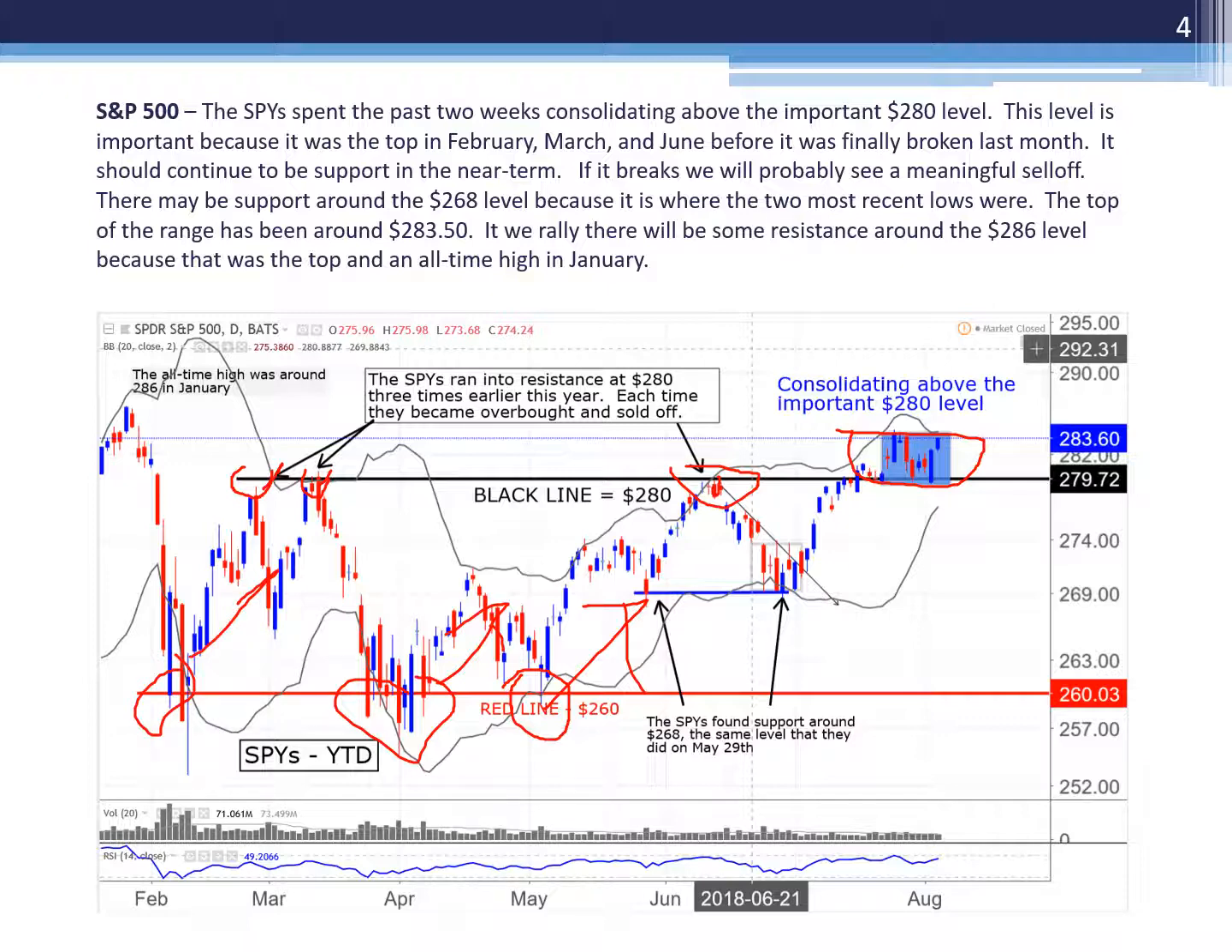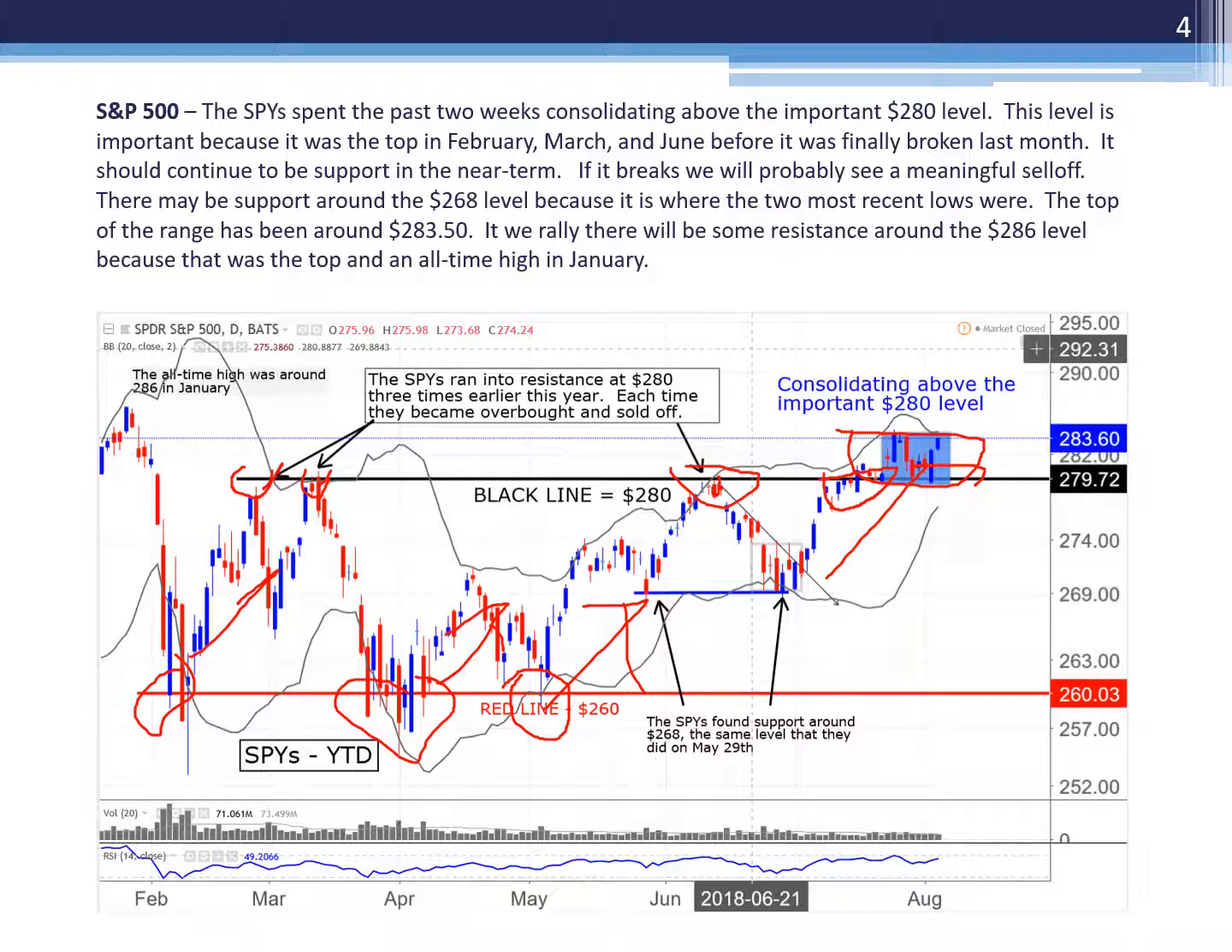Now, recently, the SPYs got up to the 280 level again, and they were not oversold. They spent about 2 weeks consolidating, and they ended up getting above it. So that's what we talked about over the past few weeks, is that the consolidation most of the time means a continuation of the trend, right?